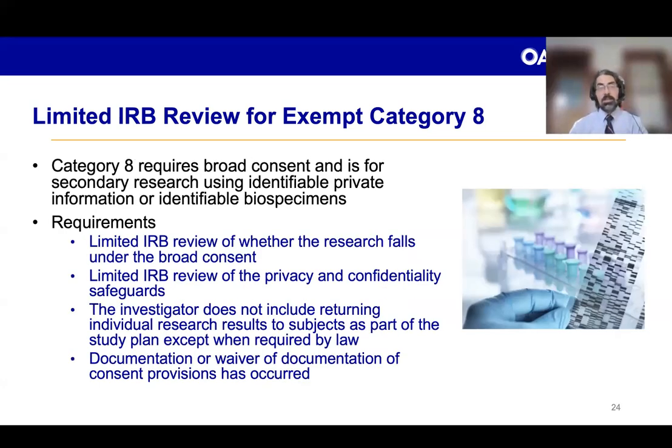Category 8 is for secondary research use of stored identifiable materials with broad consent. And this also requires that a reviewer look for the privacy and confidentiality protections. It also adds, when compared to 7, that the investigator will not return research results unless required by law. And we also have the requirements for documentation or documentation of waiver of consent. Much like category 7, there's the same requirement that subjects providing broad consent should have a reasonable expectation for how their identifiable private information and identifiable private biospecimens could be used in secondary research. So the reviewer needs to take this again into consideration.